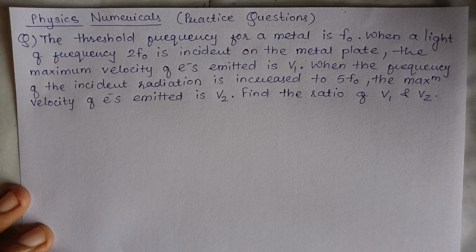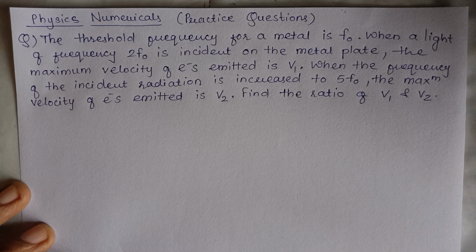Hello students. So let's solve some physics numericals. The threshold frequency for a metal is F0. When a light of frequency 2F0 is incident on the metal plate, the maximum velocity of electrons emitted is V1. When the frequency of incident radiation is increased to 5F0, the maximum velocity of electrons emitted is V2. Find the ratio of V1 and V2.